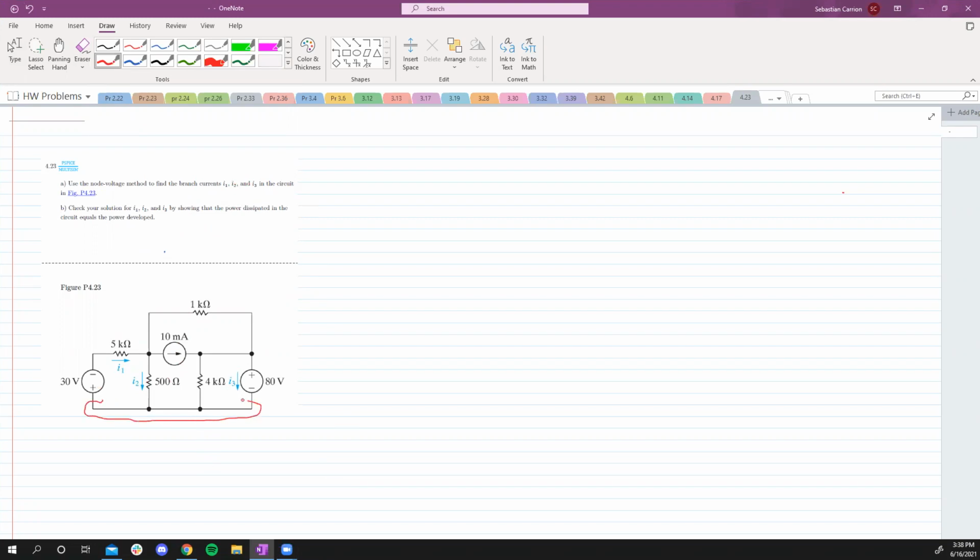So I'm going to go ahead and label each node. I'm going to call the bottom node our ground. This has a -30 potential. This node is unknown, we're going to call it V1, and then we know that this node here is 80 volts.